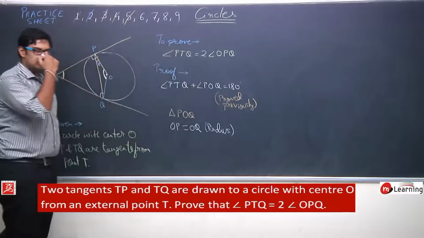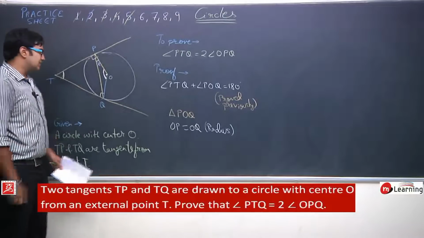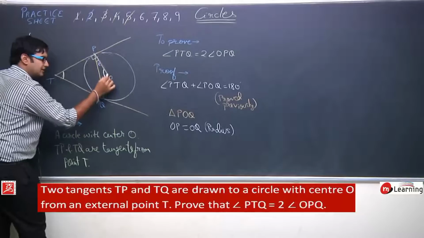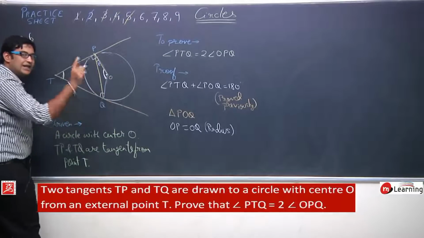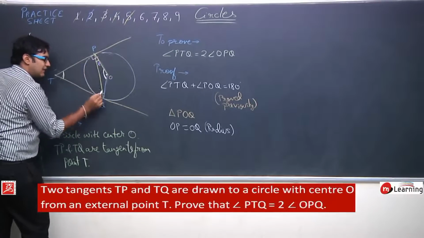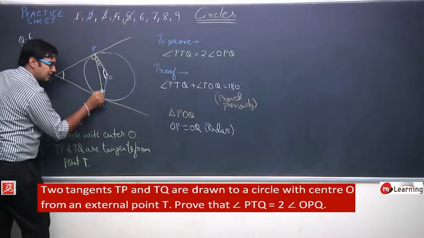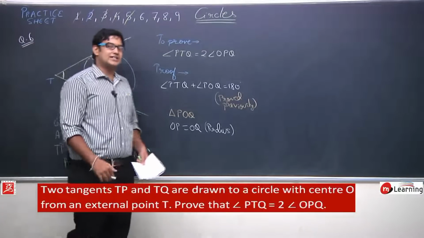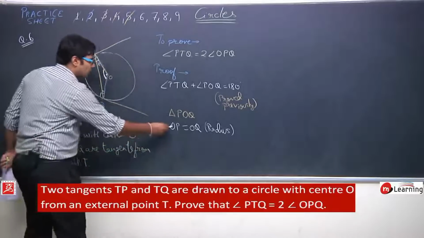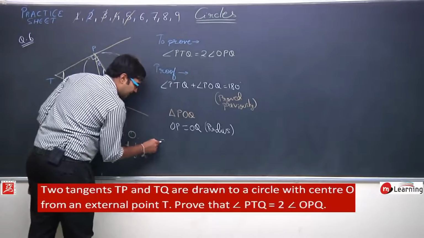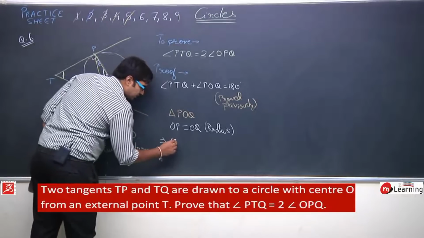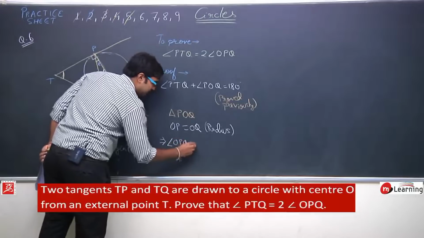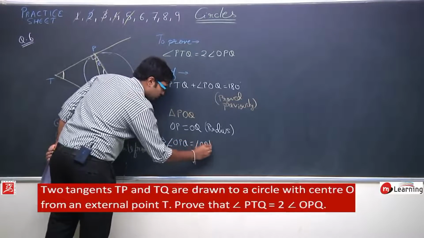Both are radius of the circle. Since in this small triangle, this side and this side are equal, I can say this angle and this angle must also be equal, because angles opposite to equal sides are equal. So if OP and OQ are equal, it implies angle OPQ is equal to angle OQP.